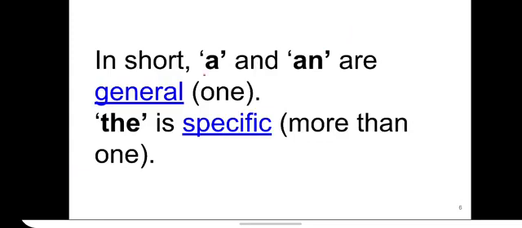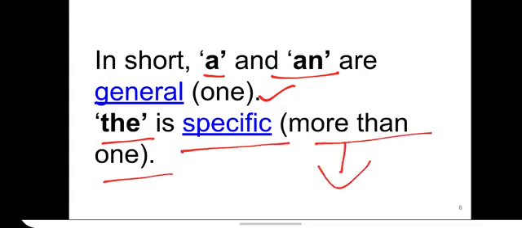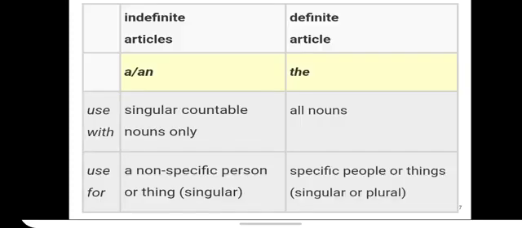So in short, a and an mean general and they mean one all the time, and the is used with specific and it can mean more than one, okay? The is quite flexible, you can use it before anything, but then the means the reader and the listener know which noun you are referring to, okay? A and an do not mean we know about it. It simply means that you're talking about a noun generally.